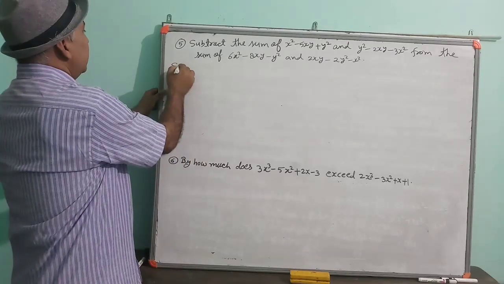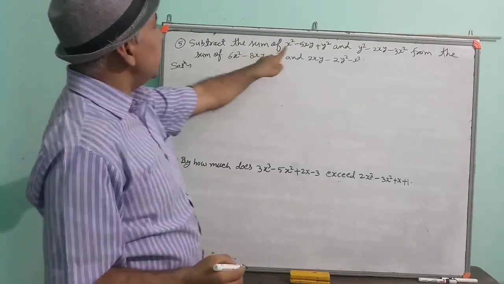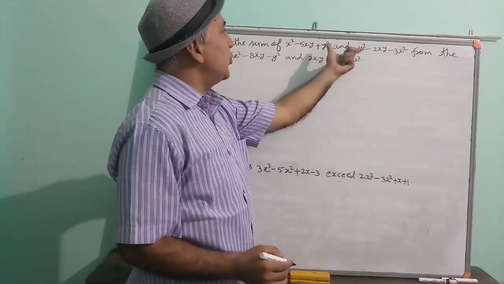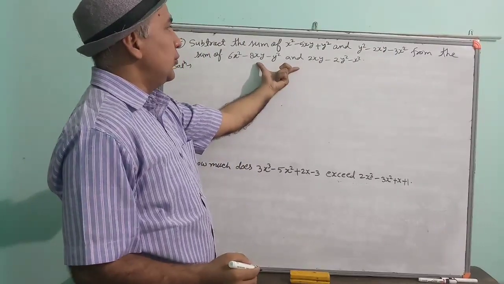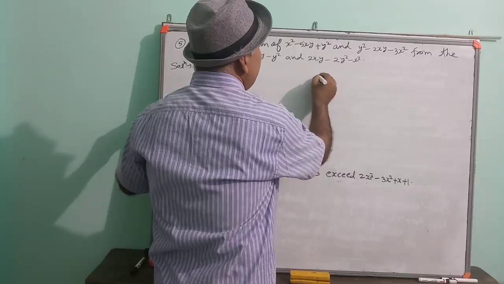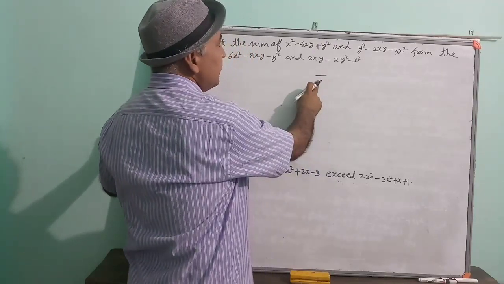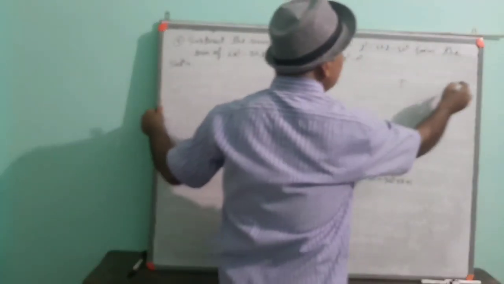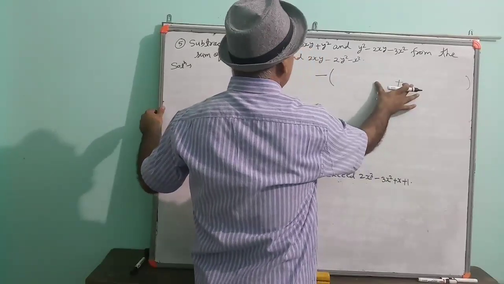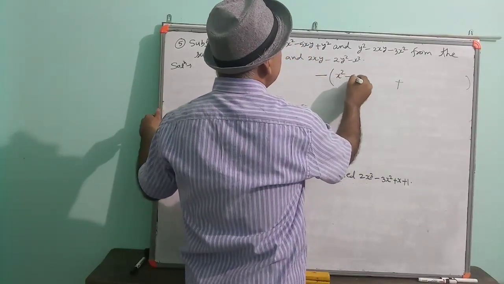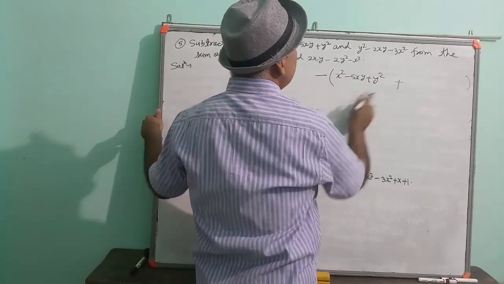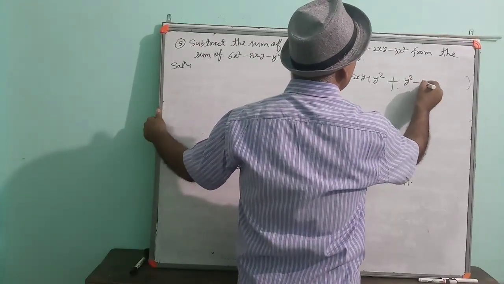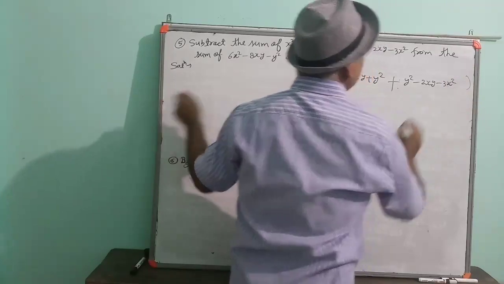The question is asking, subtract the sum of these two expressions from the sum of these two. When we subtract, we put the minus. We have to subtract the sum of two expressions. The first expression is x square minus 5xy plus y square. And the second expression is plus y square minus 2xy minus 3x square.